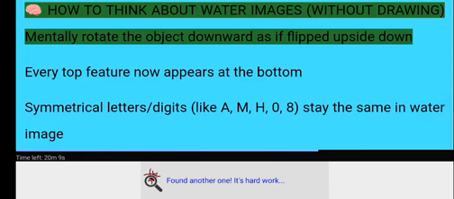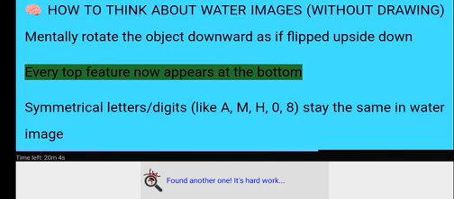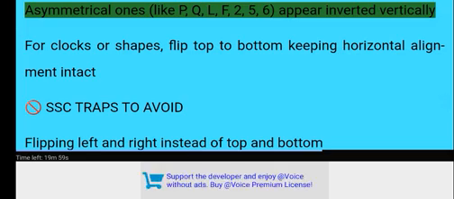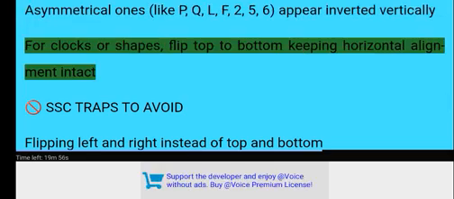How to think about water images without drawing: mentally rotate the object downward as if flipped upside down. Every top feature now appears at the bottom. Symmetrical letters and digits like A, M, H, 0, 8 stay the same in water image. Asymmetrical ones like P, Q, L, F, 2, 5, 6 appear inverted vertically. For clocks or shapes, flip top to bottom, keeping horizontal alignment intact.